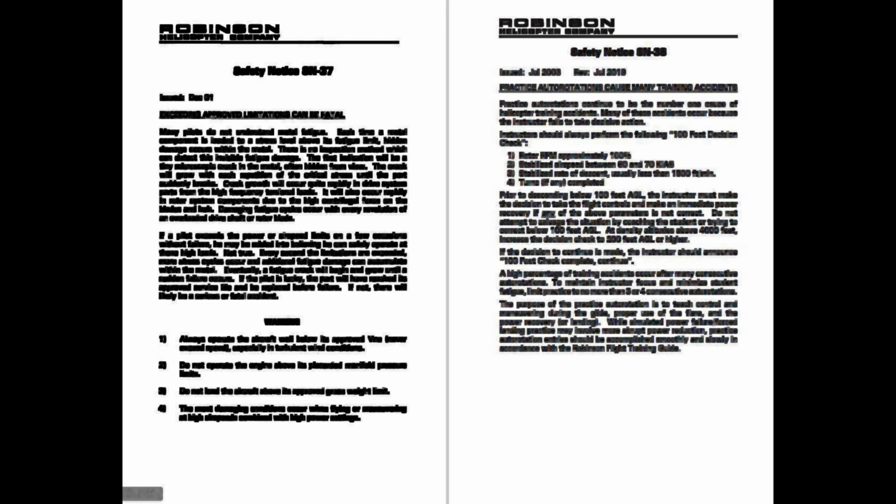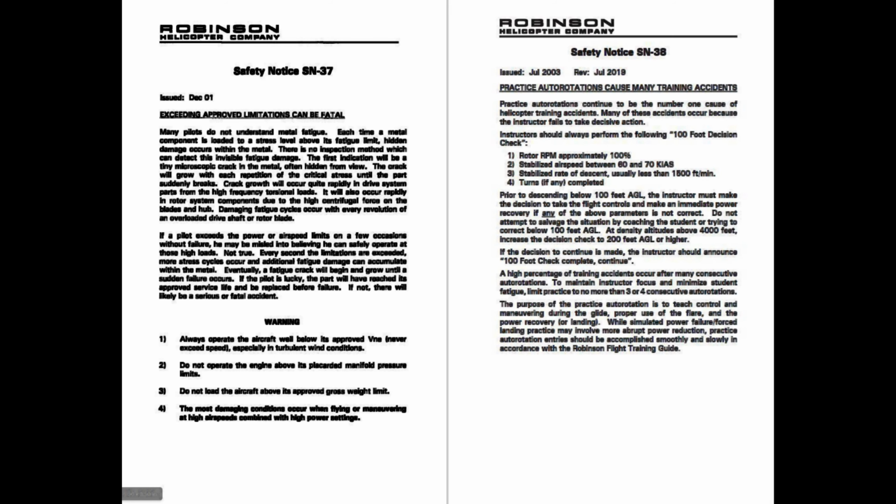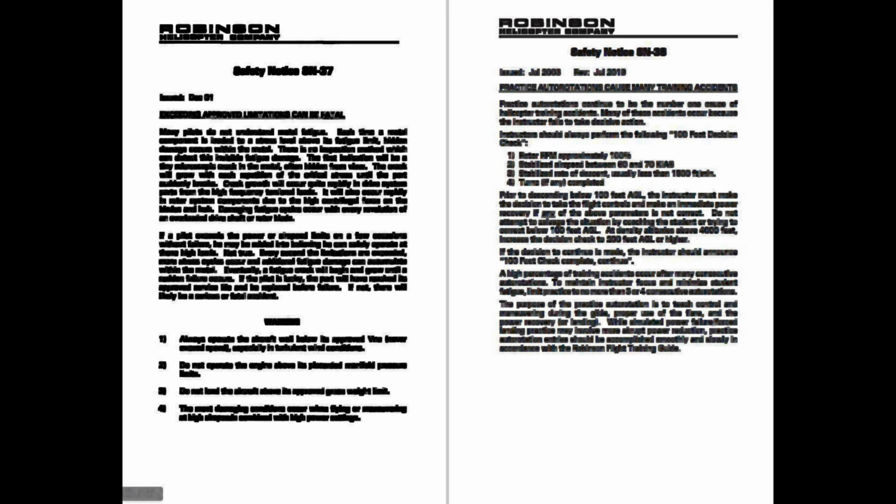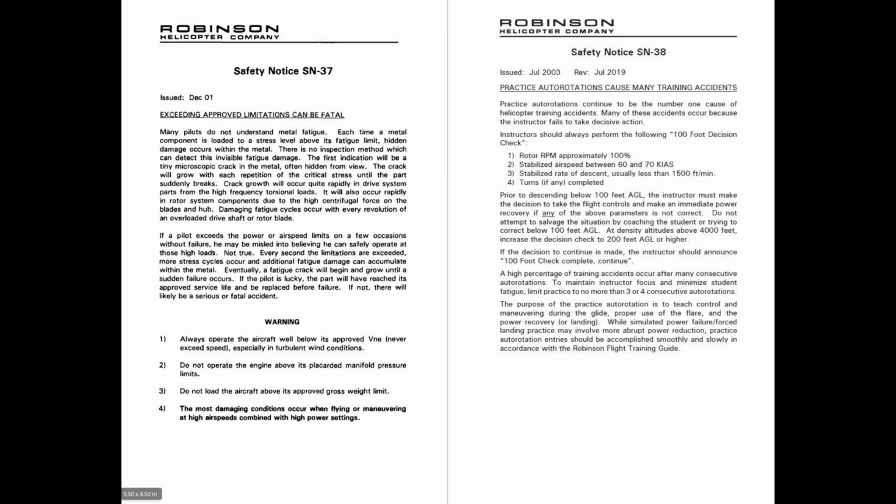If a pilot exceeds the power or airspeed limits and no change is noticeable, might there be any consequences? Every second limitations are exceeded, more stress cycles occur, and additional fatigue damage can occur within the metal. When might the most damaging conditions occur? The most damaging conditions occur when flying at high airspeeds and high power settings. Every time that the limitation is exceeded, a small crack can grow to the point of fracture and go unnoticed.